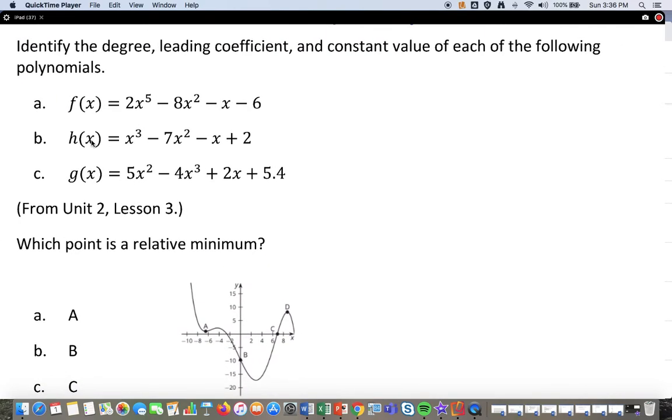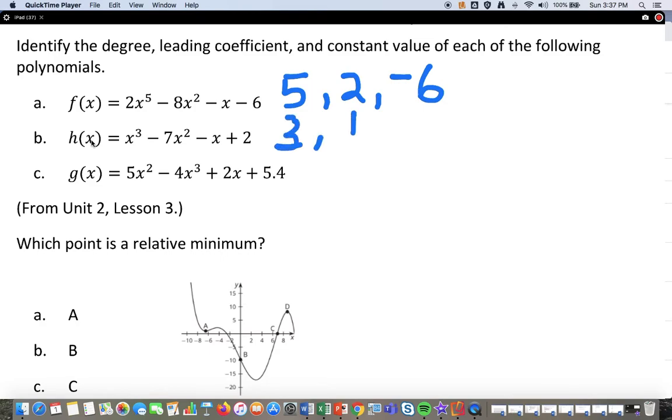Number 8, identify the degree, leading coefficient, and constant values. So the degree in this case is 5 for letter A. The leading coefficient would be 2 because that's the coefficient on the x to the 5th term. And the constant is negative 6 there at the end without any variable attached. For function h, we have x cubed minus 7x squared minus x plus 2. So the degree is 3.